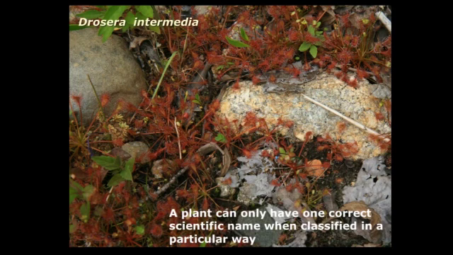You are all familiar with the statement that a plant can have only one correct scientific name. The scientific name is composed of a genus and species. The thing that's often forgotten in this is what's tacked on at the end: when classified in a particular way. So what that basically means is if your classification changes, the name may also change. So keep that in mind. When people tell you that scientific names are stable because every plant can have only one correct one, that's true for any particular classification.